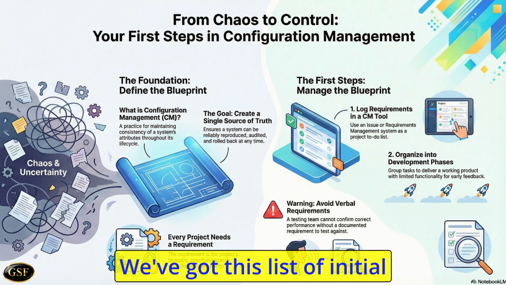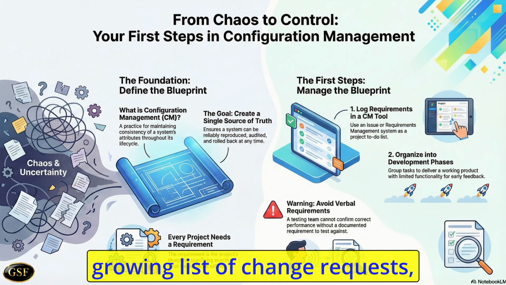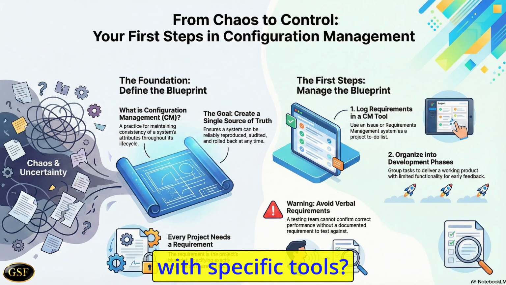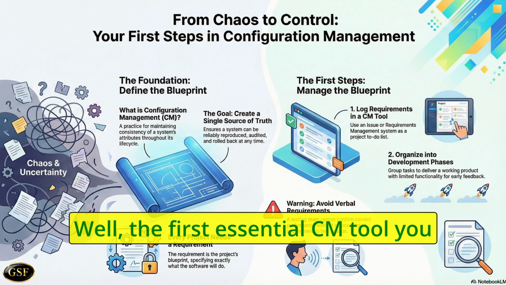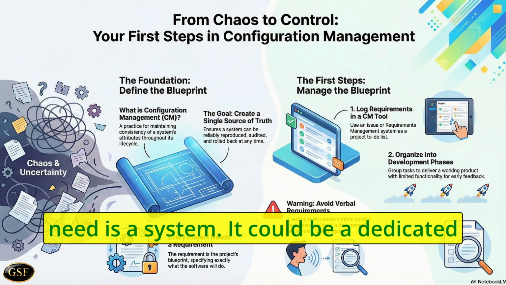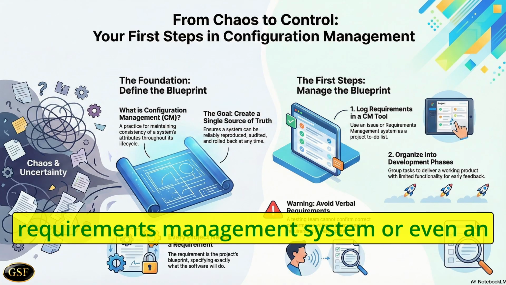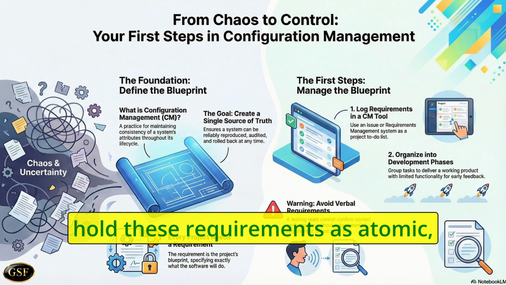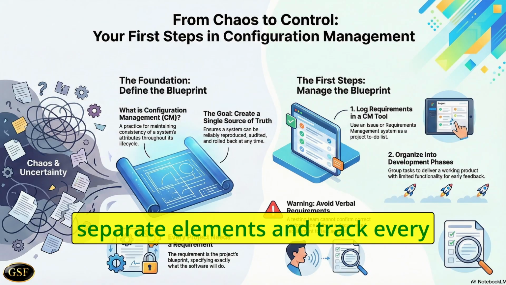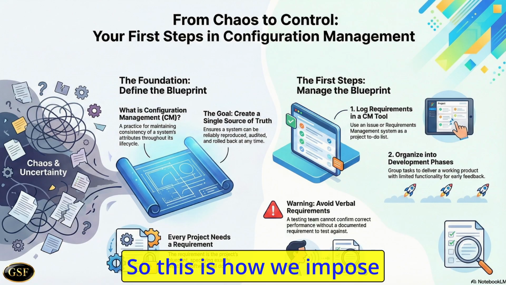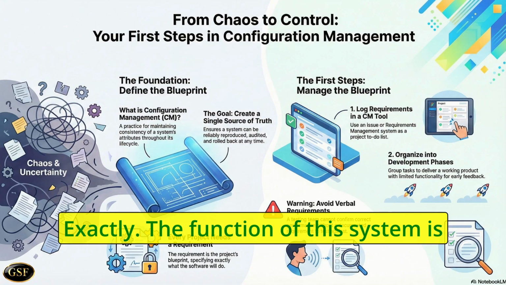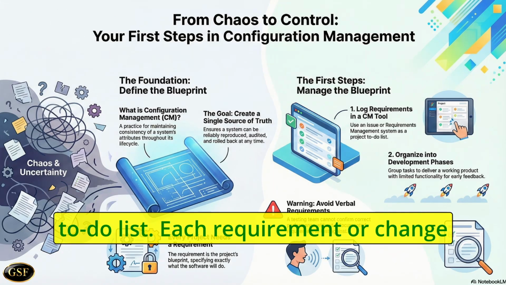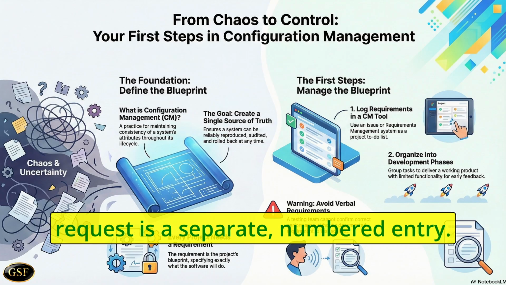Well, we've got this list of initial requirements, and now we have this growing list of change requests, and they all need tracking. How does the CM discipline handle this with specific tools? Well, the first essential CM tool you need is a system. It could be a dedicated requirements management system or even an advanced issue management platform to hold these requirements as atomic, separate elements and track every subsequent change request. So this is how we impose structure on all that enthusiasm. Exactly. The function of this system is to act as the database of the project's to-do list. Each requirement or change request is a separate numbered entry.